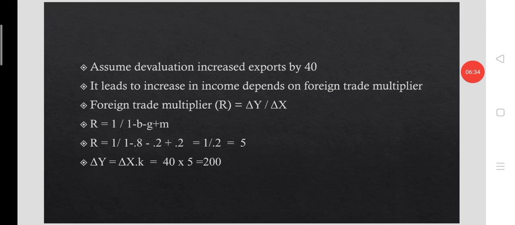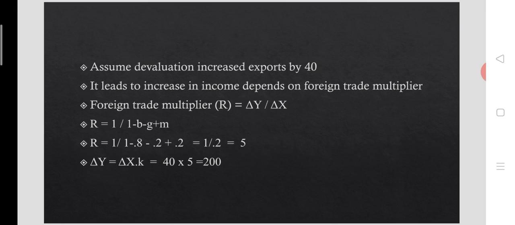So this is the background for which the devaluation is declared by the monetary authority of the country or central government of that country. So assume devaluation is declared and export has increased by 40 million US dollar. This increase in export will lead to increase in income, depending on the foreign trade multiplier. So here foreign trade multiplier is delta Y by delta X.